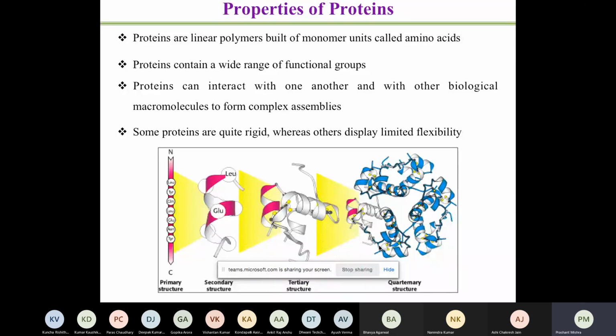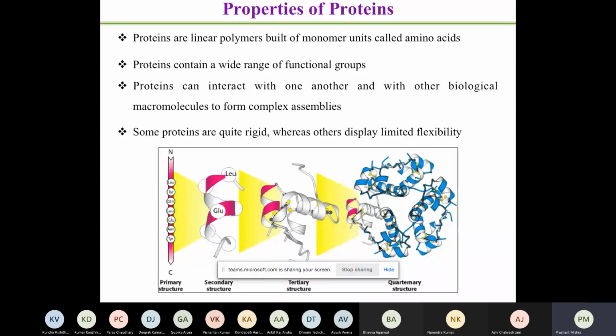Proteins can interact with one another and with other biological macromolecules to form complex assemblies. One example you have learned is in the case of carbohydrates, where protein can interact with the carbohydrate. Protein can bind with carbohydrate through non-covalent interaction. On the other hand, protein can also form a complex with the carbohydrate through covalent bonding. So don't get confused. Whenever you have a glycoprotein or proteoglycan structure, they have a covalent bond. On the other hand, when you have lectins interacting with carbohydrate moieties, the interaction is non-covalent.